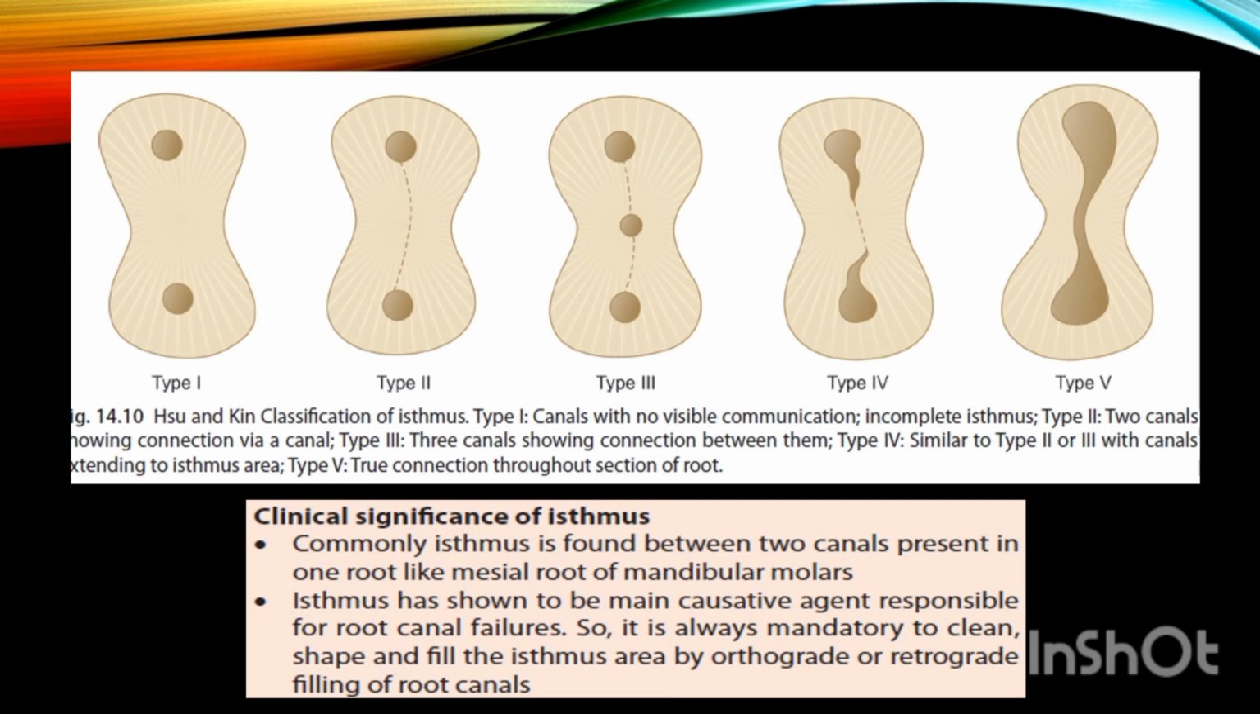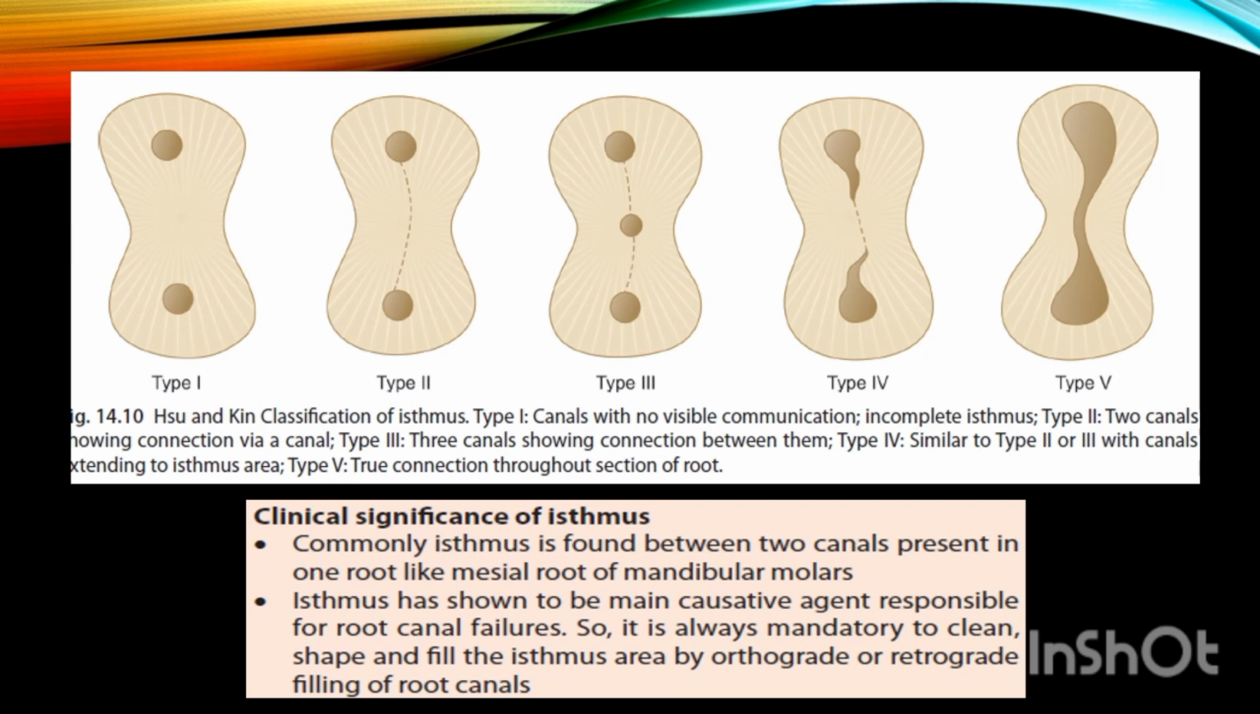Now there are various types or classifications of isthmus. In type 1 there are canals but no visible communication, and in type 2 there are two canals which have a connection. Type 3 again has three canals with a connection. Type 4 is similar to this, but the isthmus or the area of connection is more extended, and type 5 has a true connection.